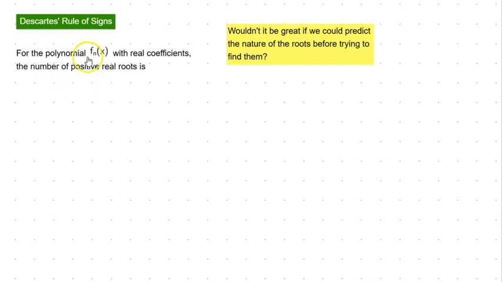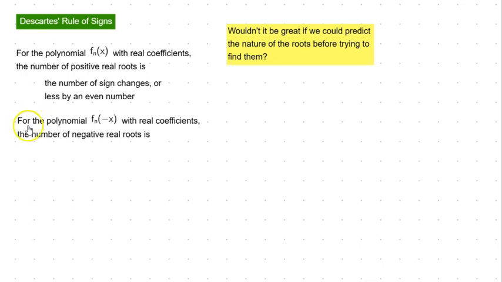It says, for the polynomial f sub n of x with real coefficients, the number of positive real roots is the number of sign changes or less by an even number. We'll understand this with some examples. And it also says for the polynomial f sub n of minus x with real coefficients, the number of negative real roots is the number of sign changes or less by an even number.